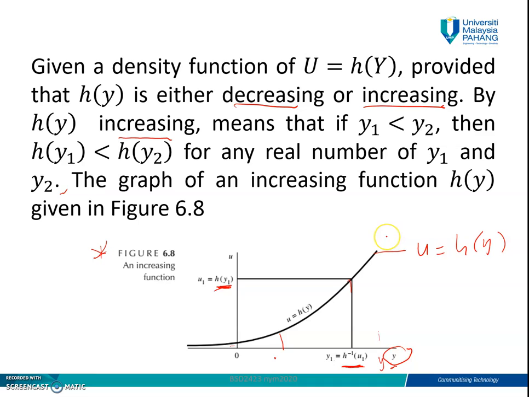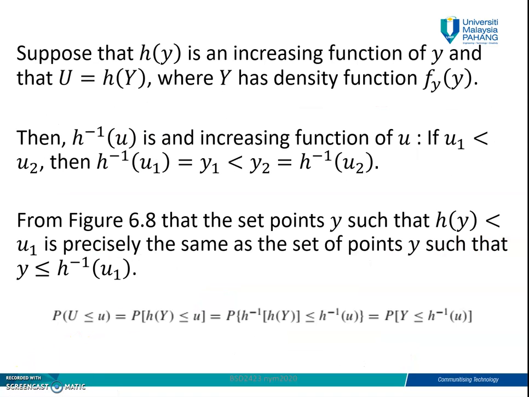We have U as a function of Y. So in order for you to get Y, you will need to find the inverse function of U. But in order for you to get U, you can straight away get it from the function of Y. Suppose that h(Y) is an increasing function of Y, from the previous figure you can see, and that U equal to h(Y). Y has a density function f_Y(y), for sure.